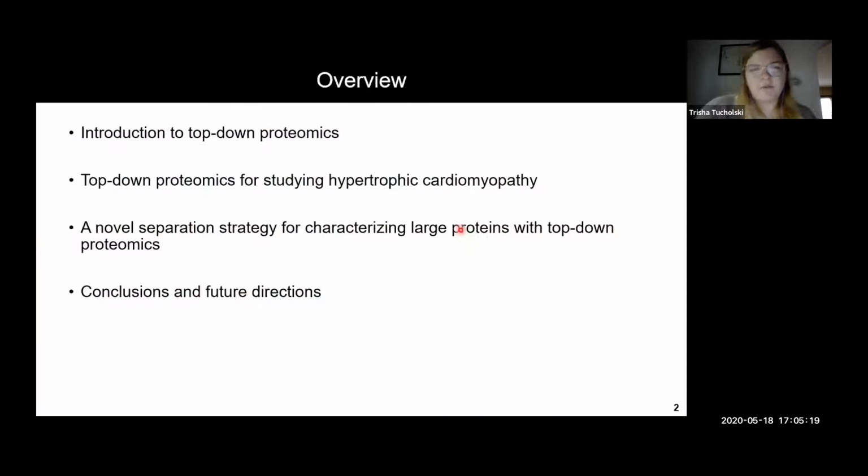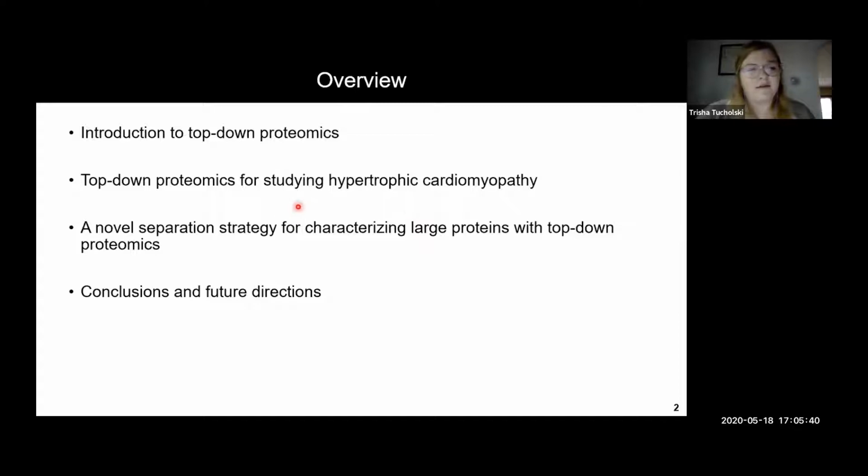So I'll start off with an introduction to top-down proteomics, since I'm not sure how familiar everyone is with mass spectrometry-based proteomics, but the specific type of proteomics we do is called top-down proteomics. And then I'll talk to you about how we've been using this technique to study hypertrophic cardiomyopathy, which is a really common heritable heart disease.